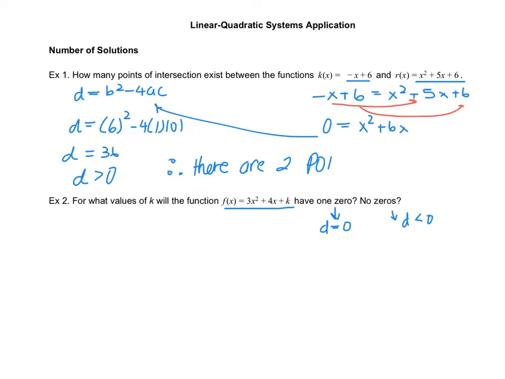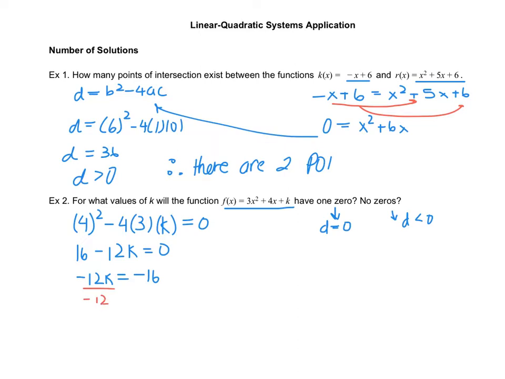So I'm going to set up my discriminant. b squared means 4 squared, minus 4 times a, which is 3, times c, which is k in this scenario. And if I want one x-intercept, I'm going to set this discriminant expression equal to 0 because I know what my discriminant should be equal to. Now I'm just going to solve for k. First thing, let's simplify. Now I'm going to bring the 16 over to the other side. It becomes negative, and then divide both sides by negative 12. I'm going to simplify my fraction. That double negative will become positive, and 16 over 12 reduces to 4 over 3. So if I want one x-intercept, k must be equal to 4/3, and that's the only way.